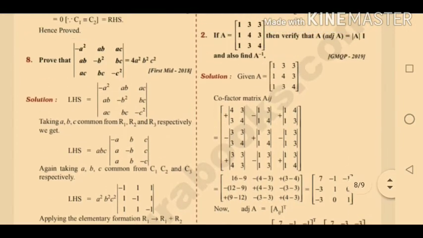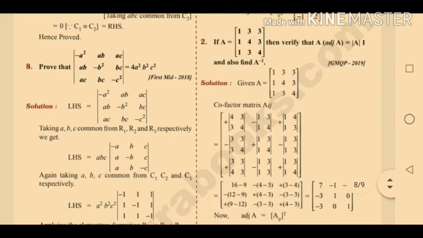Okay, so this is related to 5 mark questions. It has already been asked in the public question paper also. Let A equal to [1, 3, 3; 1, 4, 3; 1, 3, 4]. Cofactor matrix A of Ij equal to. So how are you finding the value of the cofactor matrix?